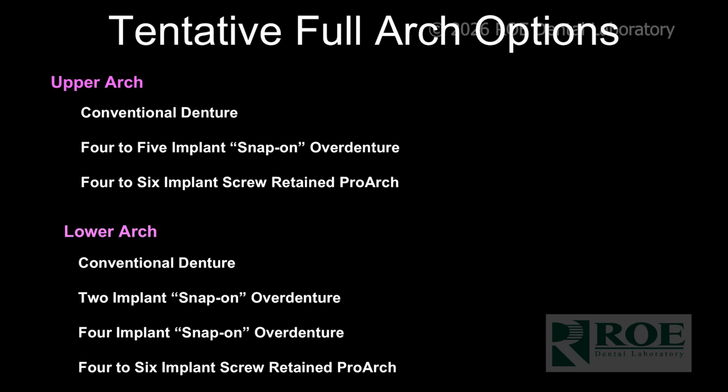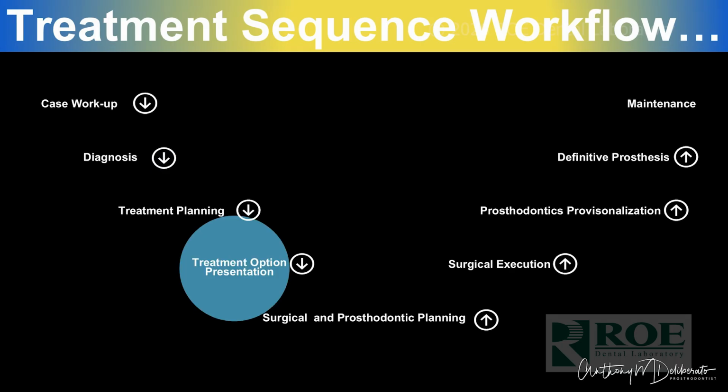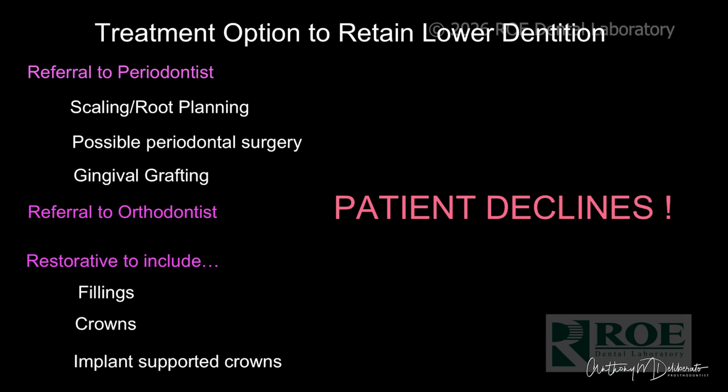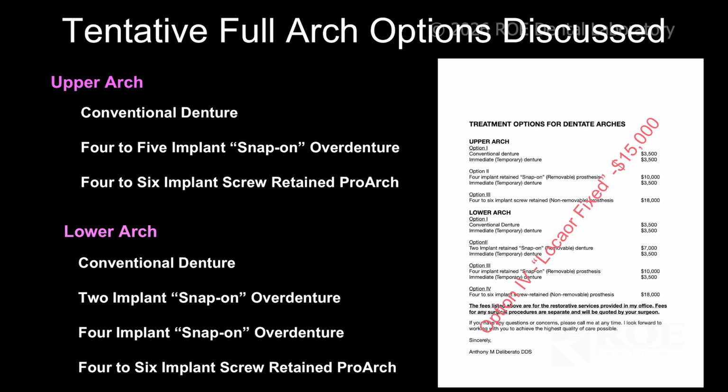So now we give her our edentulous options, and we set up a treatment plan presentation with the patient. So the patient declines saving her teeth. We bring in our options for edentulating the patient. And now, as you can see in my existing form, I've added the LOCATOR Fixed to the different treatment options.